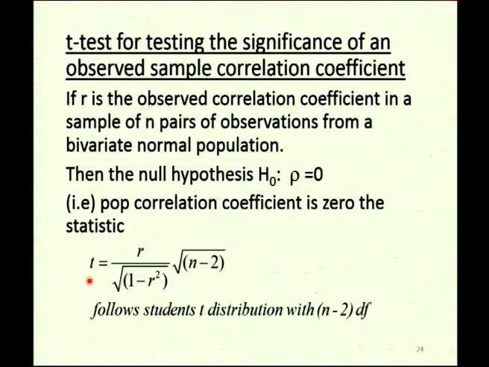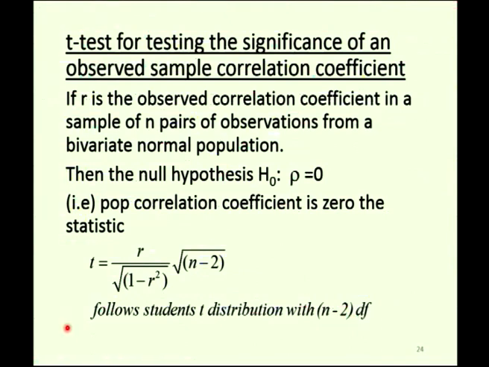The statistic formula is T is equal to R divided by root of 1 minus R square, into root of n minus 2. Actually, the root of n minus 2 should come in the denominator of the denominator. Therefore, the formula is R divided by root of 1 minus R square by root of n minus 2. That whole denominator stands for the standard error of the correlation coefficient. It follows students t distribution with n minus 2 degrees of freedom.